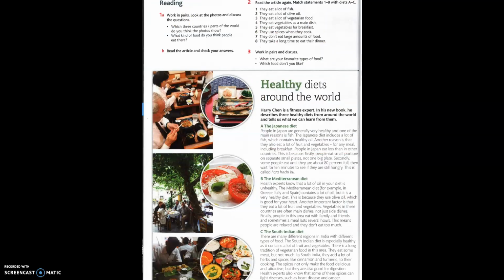So here's the reading. It's a great topic, different diets from around the world. Interesting thing to talk about and to read about. Hopefully the reading will be at the right level for your learners. If you think it's a bit too difficult, you can always take out one of the texts and adjust the tasks accordingly.